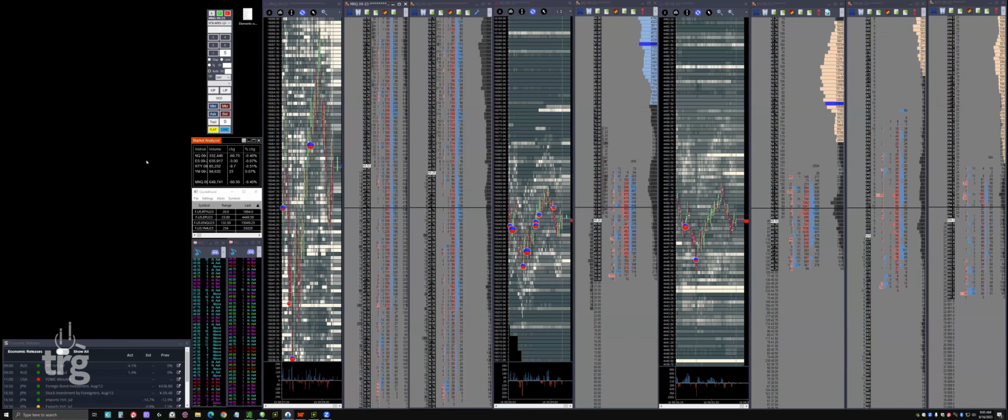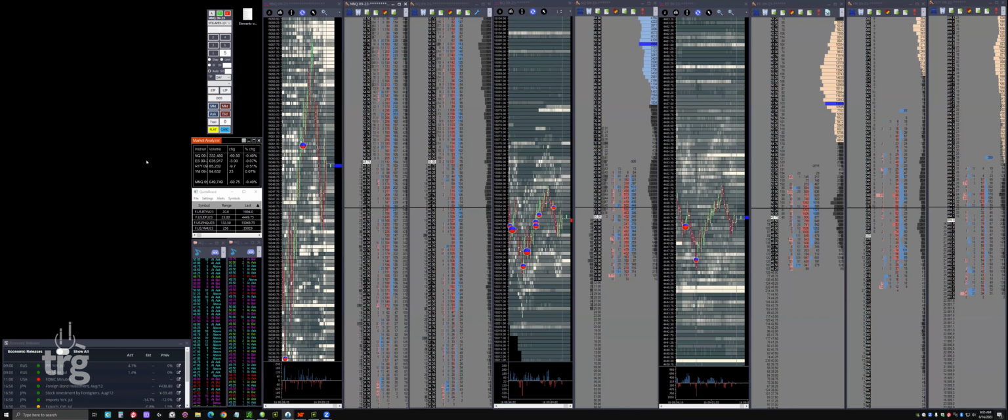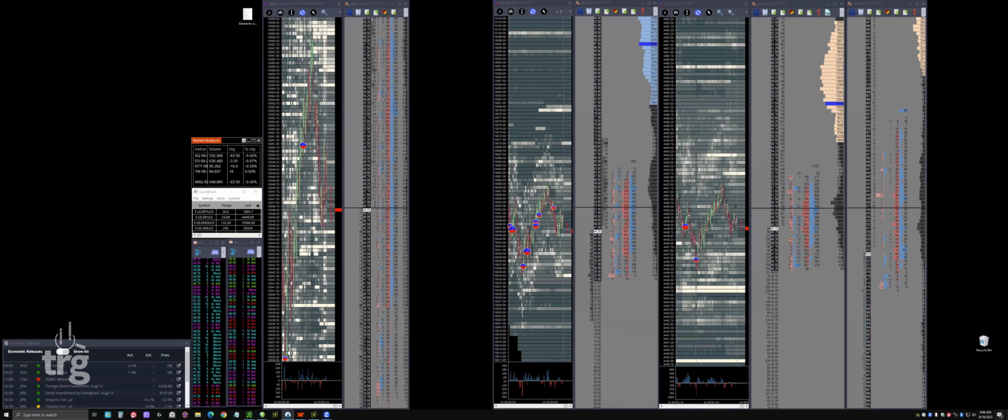So again, my default is almost always to play MNQ as opposed to NQ, because again, it's a really great tool. But here's the one exception.